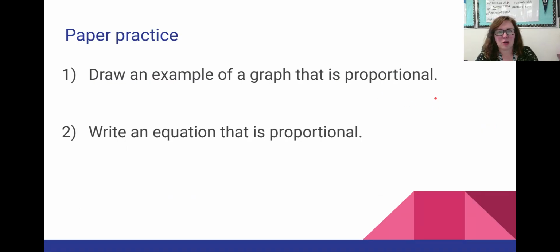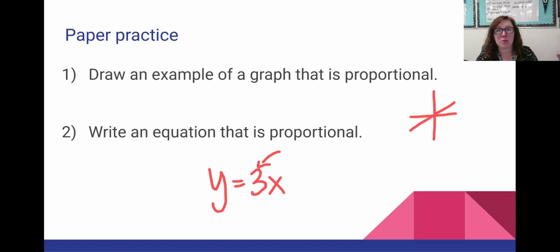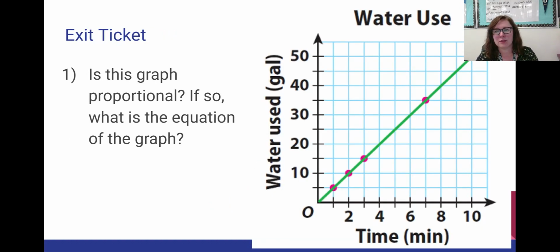Okay, draw an example of a graph that is proportional, something like this, to the best of your ability to draw a straight line. Write an equation that is proportional, y equals 3x. Anything, like any number, as long as you just put a number here and nothing else weird, you're good.